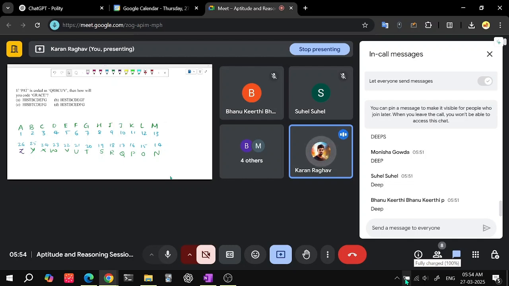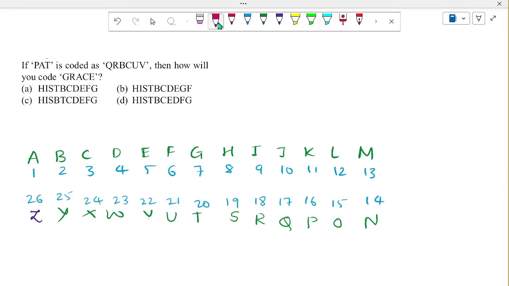In place of P, they have written two letters in the coded word. Option A. Okay. Then any other answers? Okay, fine. We'll solve this one.